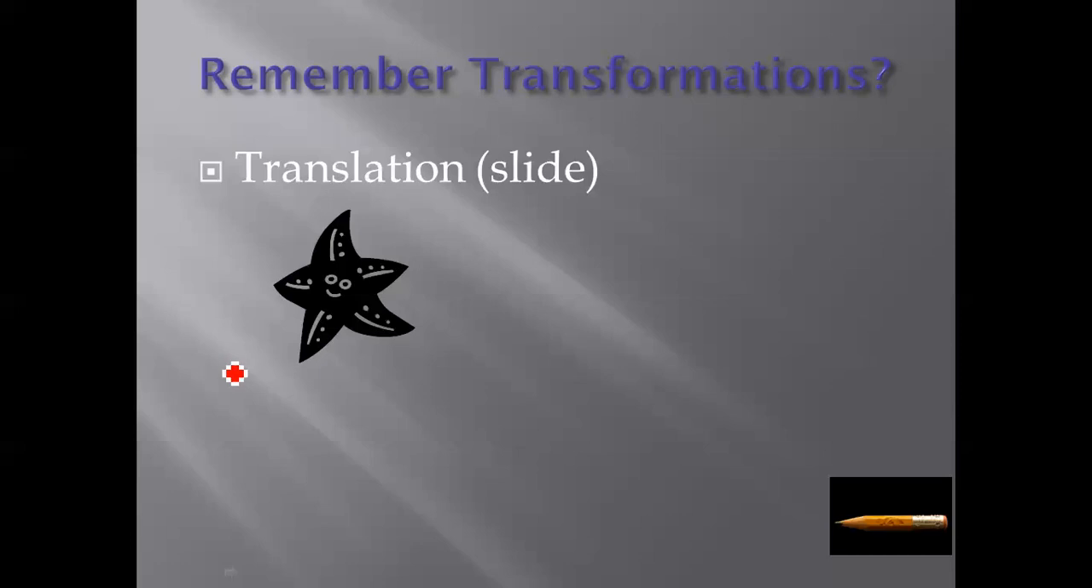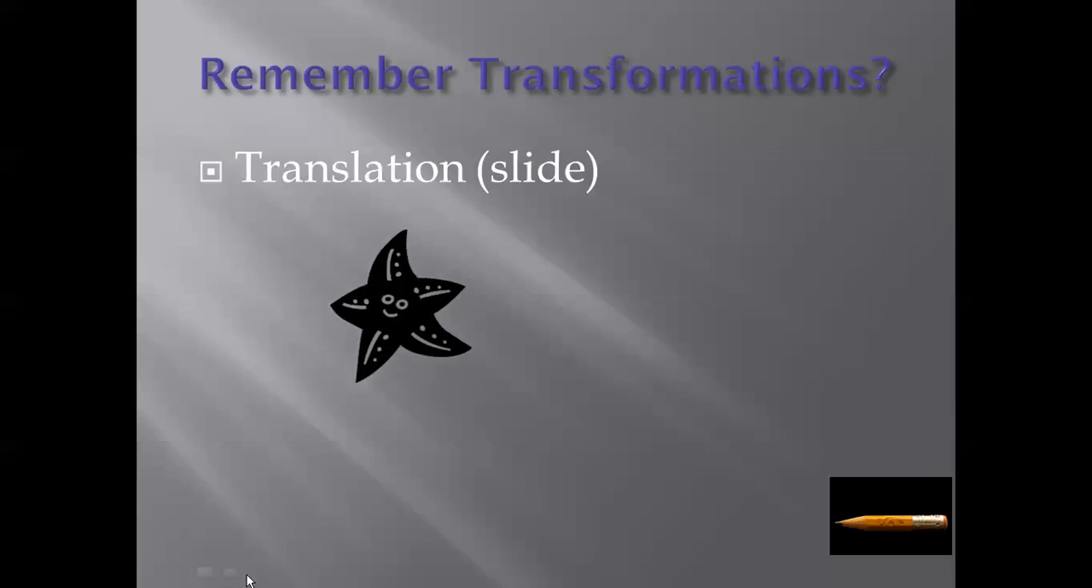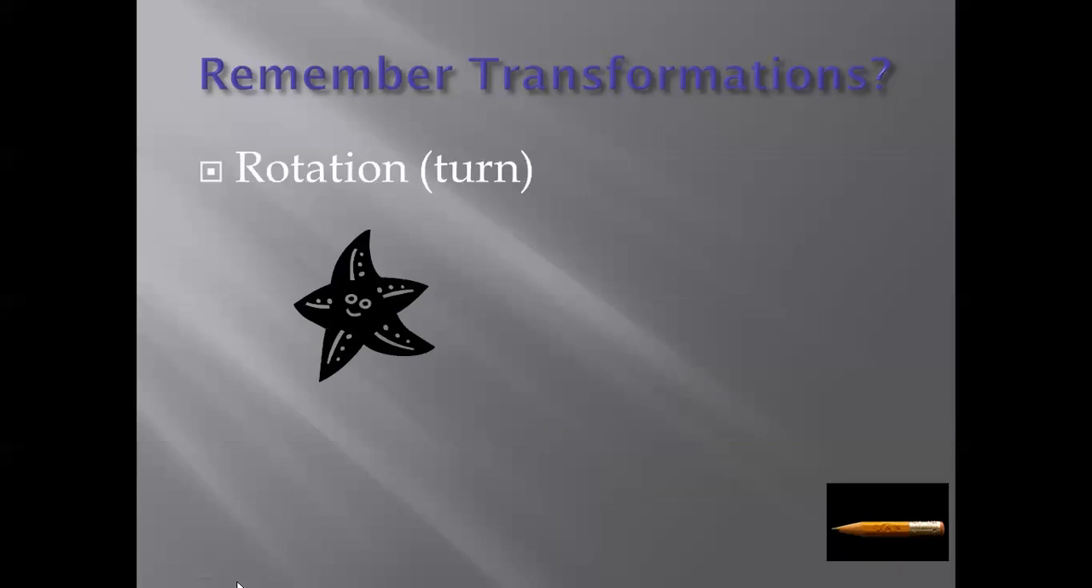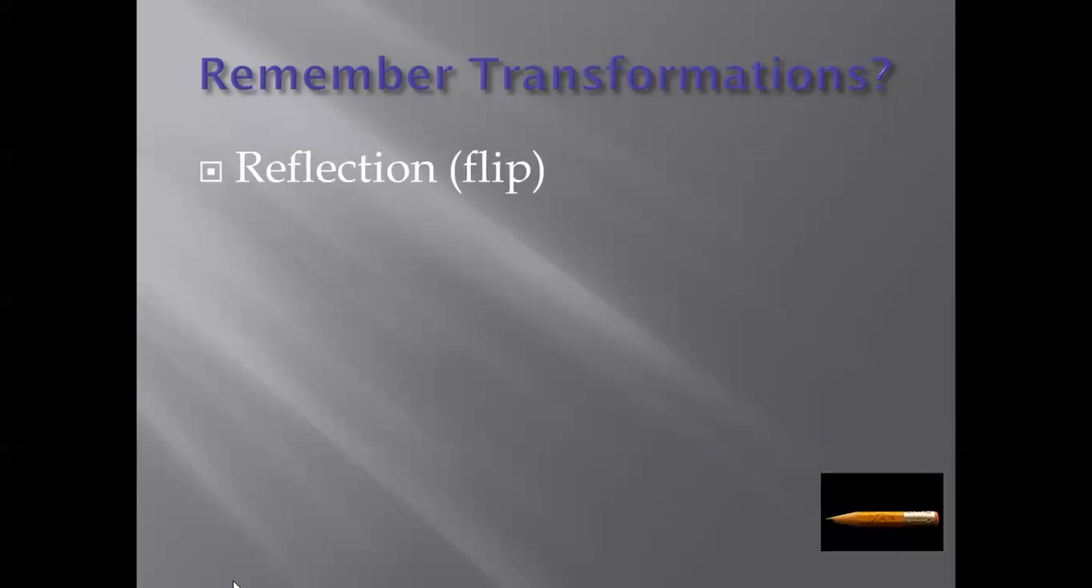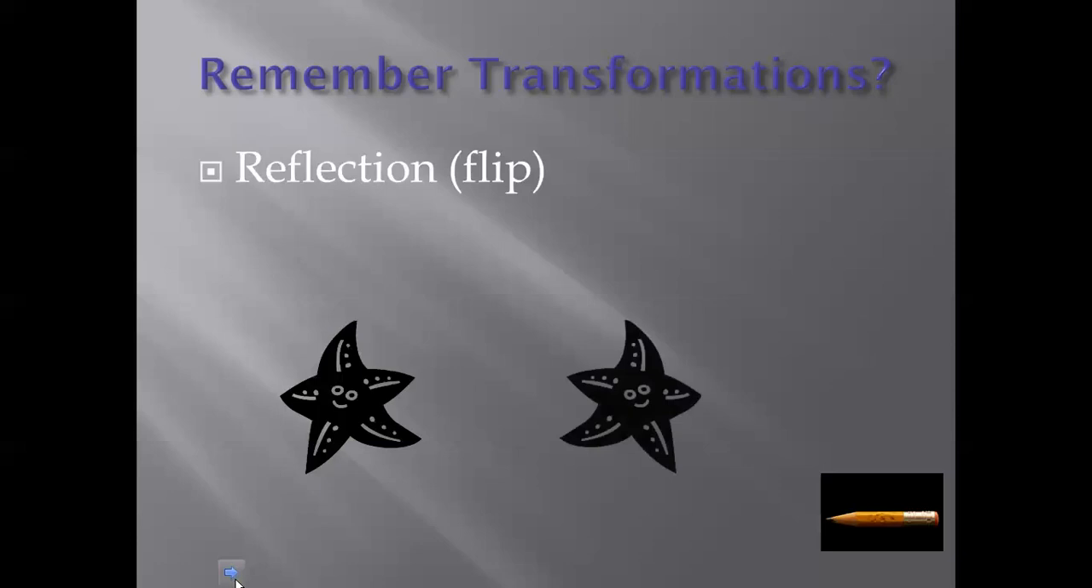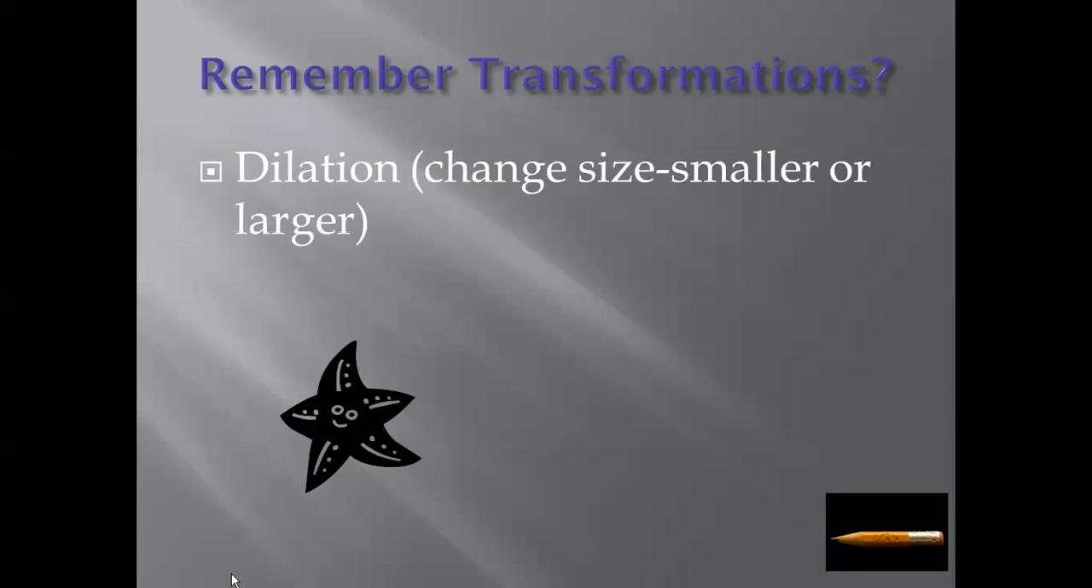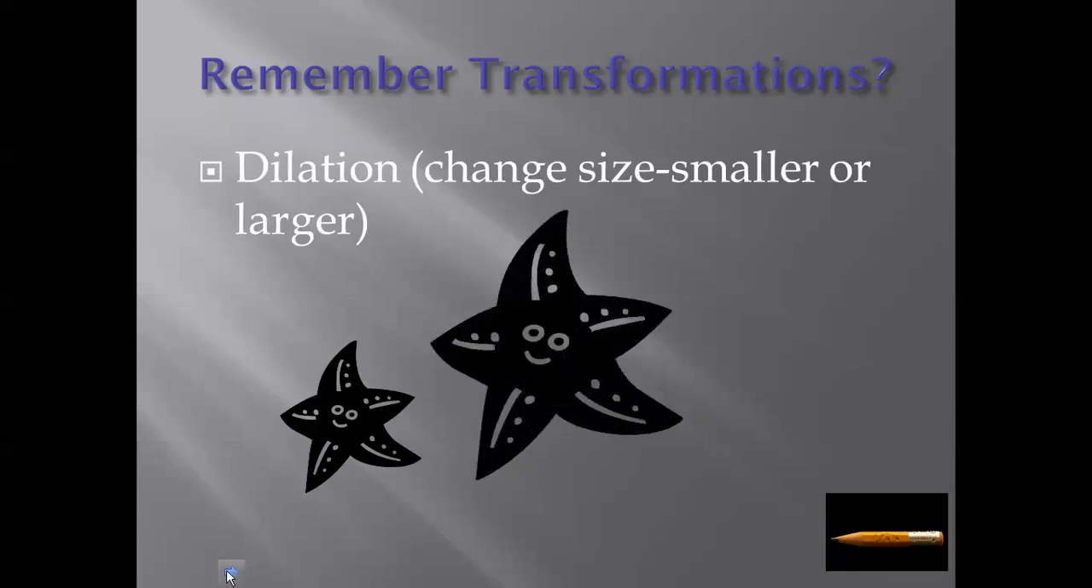Alright, let's remember transformations. We've seen all of these before. Translation is a slide. It simply moves. Rotation is when we turn it. A reflection is a flip. And dilation is when we change the size and make it smaller or larger.